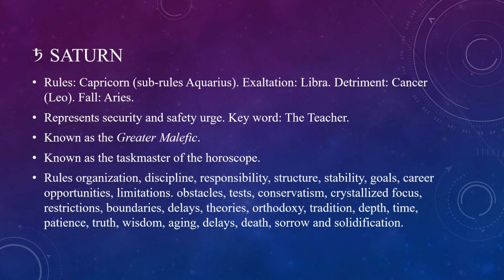It rules organization, discipline, responsibility, structure, stability, goals and careers, opportunities and limitations, obstacles and tests, conservatism, crystallized focus, restrictions, boundaries, delays, theories, orthodoxy, tradition, depth and time, patience and truth, wisdom, aging, death, sorrow, and solidification. The action of Saturn is slow and enduring.